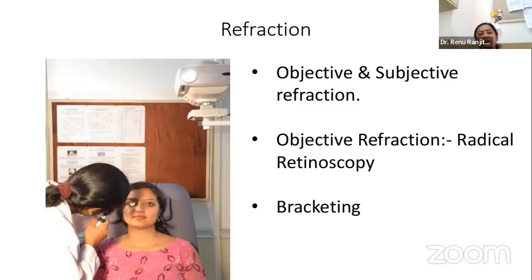Then what option do we have? We have to go closer to the patient. The closer you go, you will have a better view. Okay. Then comes the bracketing.